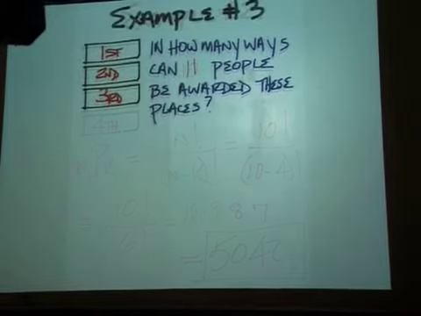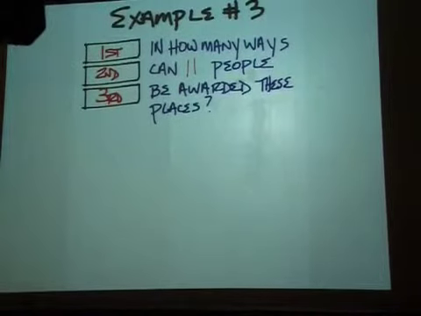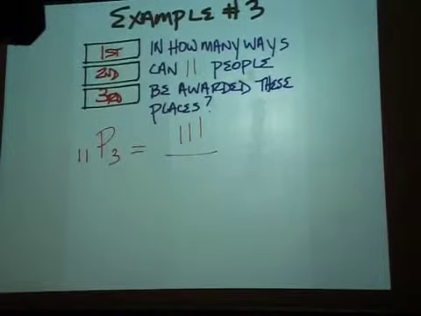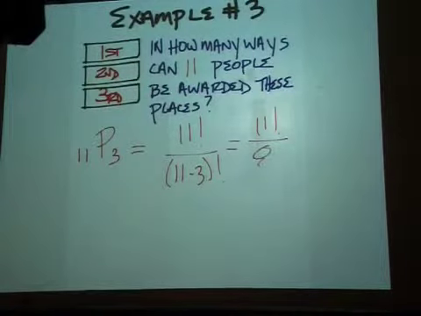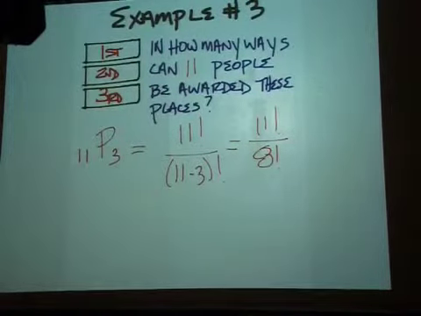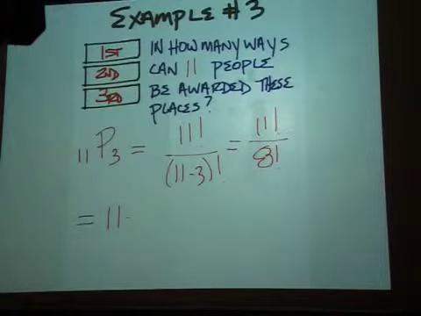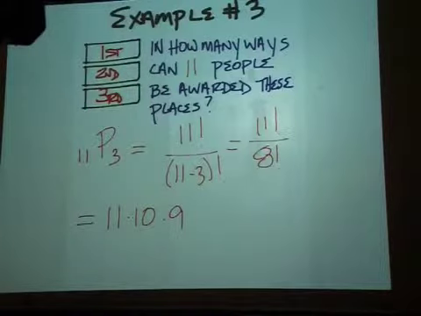5,040. In how many ways can 11 people be awarded these places? And we have 3 places. We have 11 people, and we're going to choose 3 at a time. 11 factorial over the quantity factorial of 11 minus 3, which is really 11 factorial over 8 factorial. And we can simplify that down to 11 times 10 times 9. And what does that come out to be? 990.